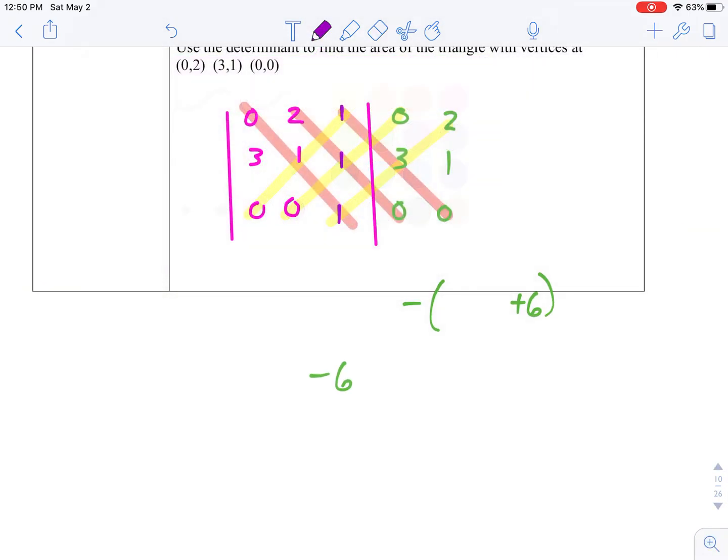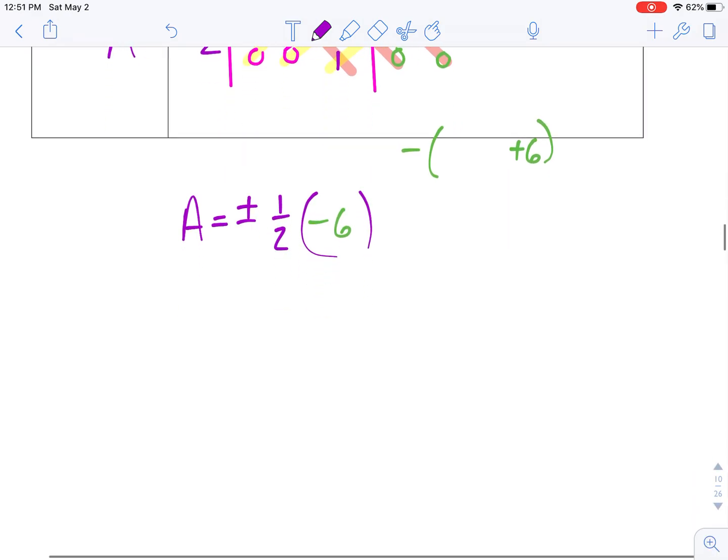Now remember, our formula for area is plus or minus the 1/2 in front. So we found the determinant, so it's plus or minus 1/2 times negative 6. Take whichever sign will lead to a positive final answer, and half of 6 is 3.